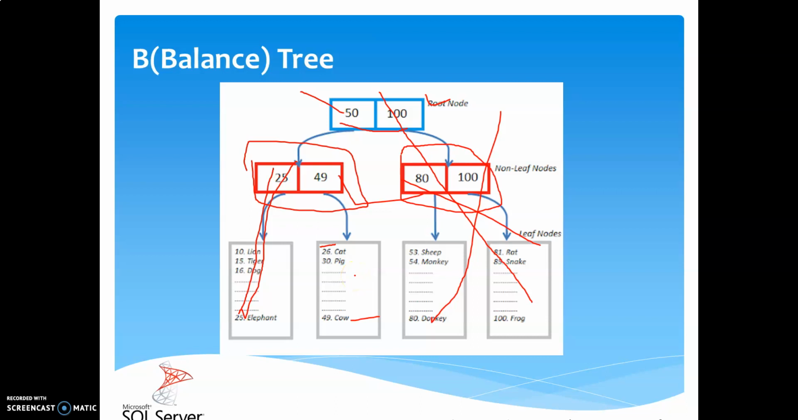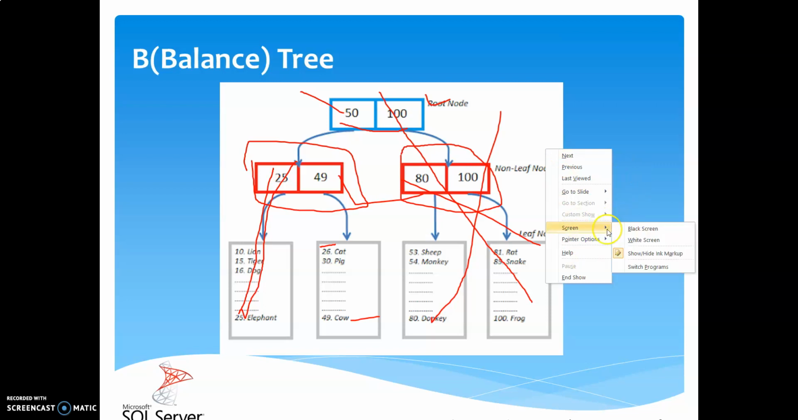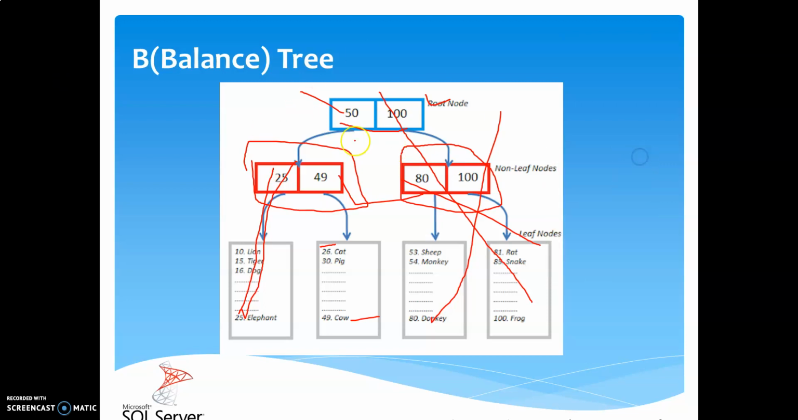I think you get a better idea by watching this diagram. So both the indexes create a balanced tree data structure.